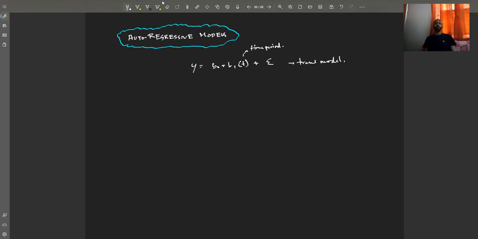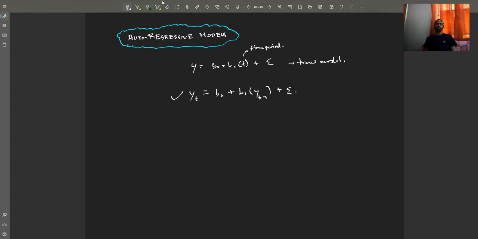Basically, it is nothing but the current value yt is a value derived from one of its previous values. So let's say it is derived from its immediate previous value. So how will the equation be? Yt is equal to b0 plus b1 into yt minus 1, that is the value of y at just the previous period, plus obviously some error.